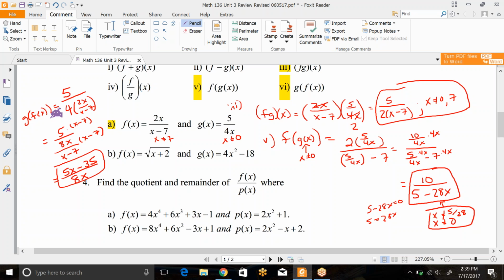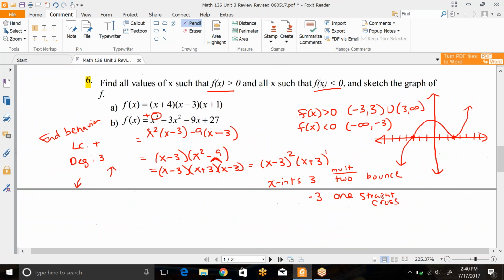The domain restriction is, what was the restriction of f of x, which was 7, because there's f of x, and what's the restriction at the end, which looks like it would just be 0. So this one would have a restriction of 0 and 7. Okay.